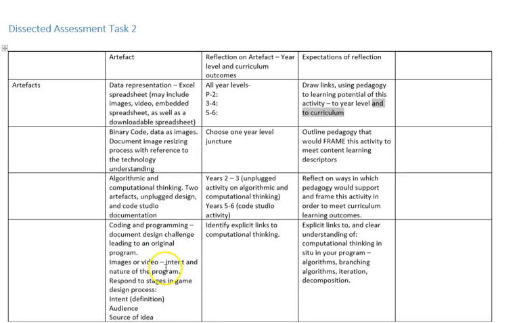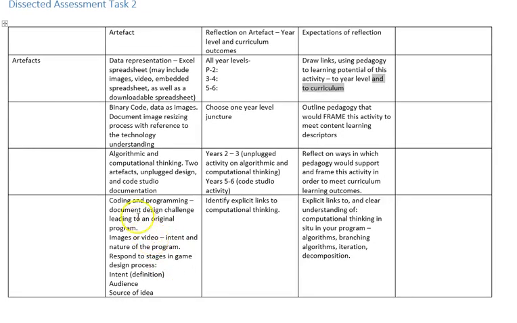And then the final one is an open-ended challenge where you actually code and create an artifact of some sort. We won't talk about it now. We'll talk about it later. But we're just here now. Look, it's not about year levels any longer, is it? It's about explicit links to computational thinking. We're asking you to identify your knowledge of the computational thinking skills. Which ones are they? Let's look at the reflection expectations. It is in terms of algorithms, branching algorithms, iteration and decomposition in your program.